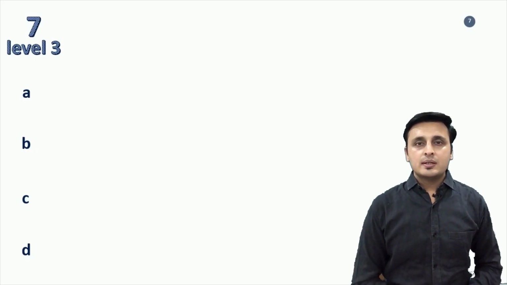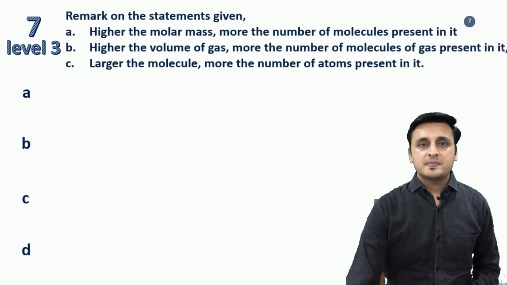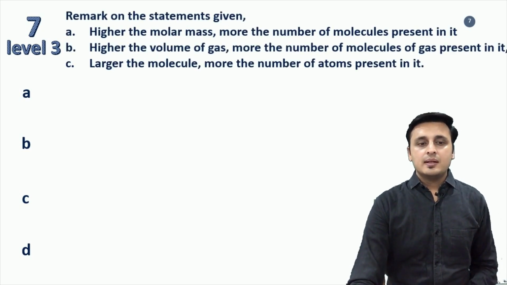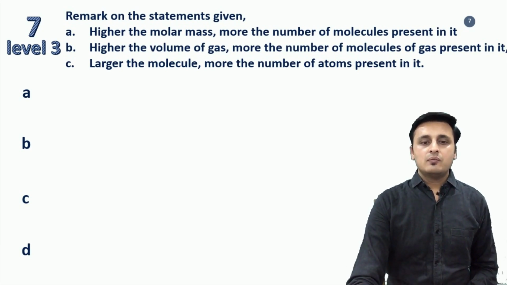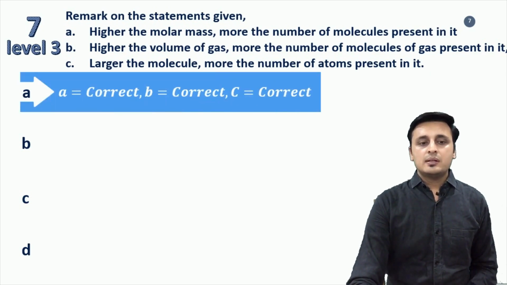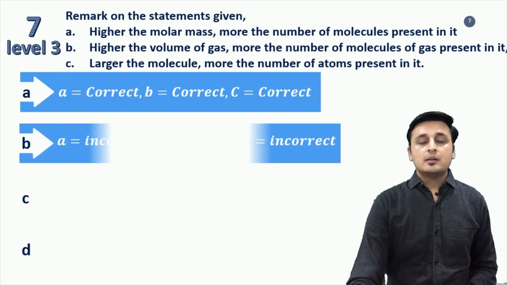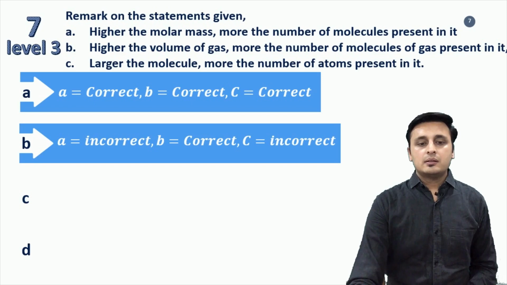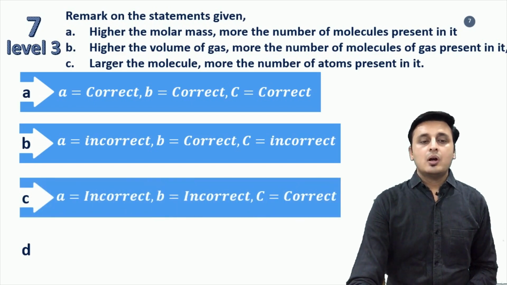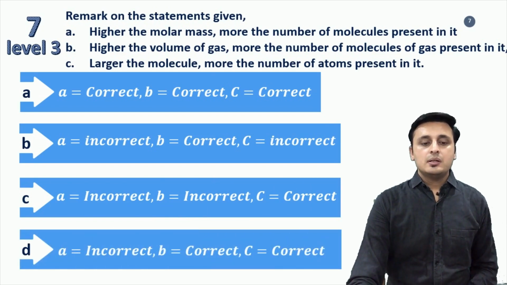Now presenting 7th question, level 3, and the question is: remark on the statements given. A. Higher the molar mass, more the number of molecules present in it. B. Higher the volume of gas, more the number of molecules of gas present in it. C. Larger the molecule, more the number of atoms present in it. And options are given: option A, A correct, B correct, C correct. Option B, A incorrect, B correct, C incorrect. Option C, A incorrect, B incorrect, C correct. And option D, A incorrect, B correct, and C correct.